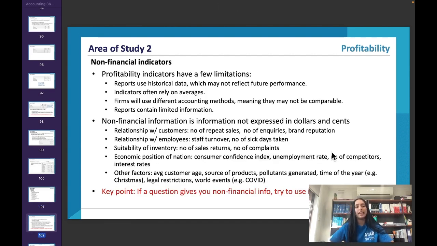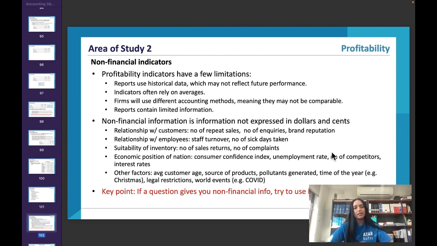Okay, non-financial indicators for profitability. Basically, when we use profitability indicators, there are limitations. So first of all, reports use historical data, and so calculating indicators based on historical data might not be accurate, and it might not accurately reflect future performance. They rely on averages, which isn't as accurate as it could be, and different businesses can use different methods, which means that it's not easy to compare and it doesn't support comparability.